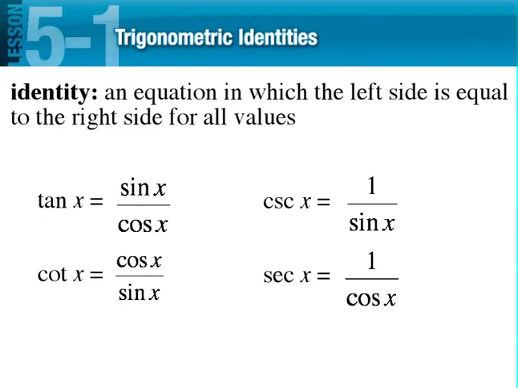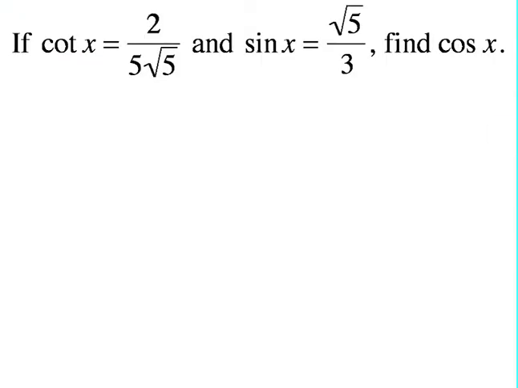So we're going to start with the first part of today. It says if cotangent x equals 2 over 5 root 5 and sine x equals root 5 over 3, our task is to find the cosine of x. Okay. So if cotangent of x equals 2 over 5 root 5 and sine x equals root 5 over 3, find cosine of x.